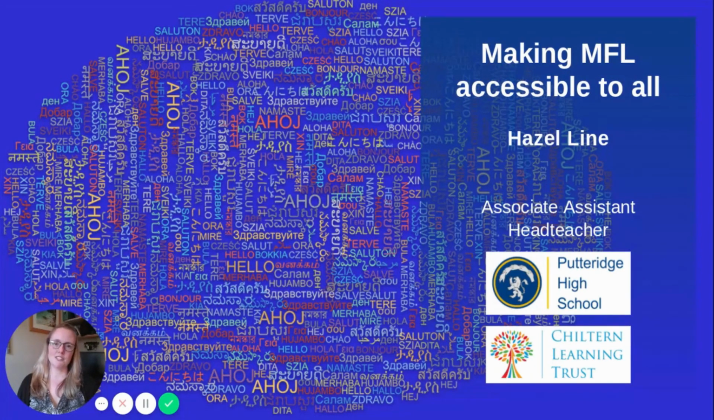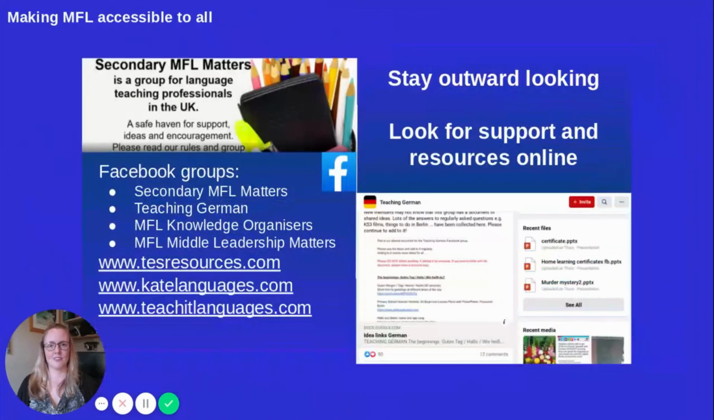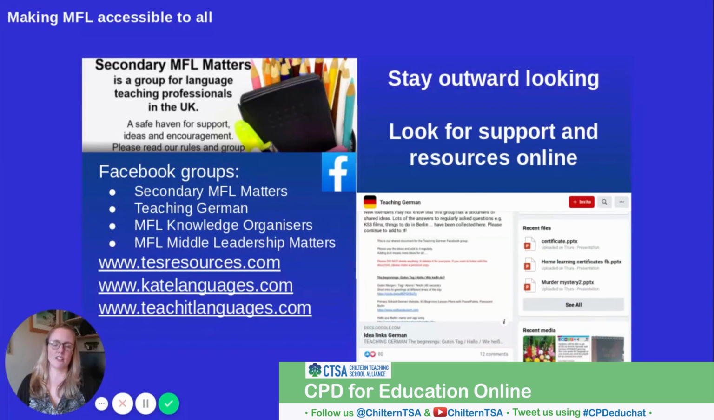What I'd like to share with you in this session is how to make languages accessible for all. And we will be looking at examples both from inside the classroom and outside the classroom. It's very important, whether you're in a large department or a small department, to stay connected, to stay outward looking, to stay in touch with the people around you, with other local schools, with the national picture, national discussion, so you've got an idea of what is going on and you don't stay within a bubble.